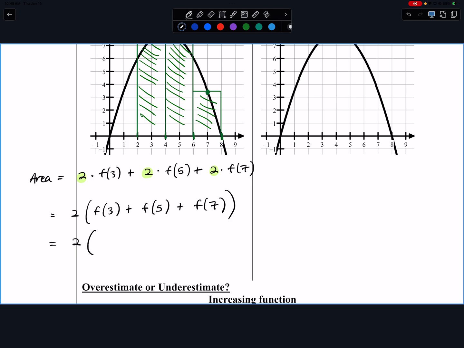So from our calculator, guys, what was f of 3? Okay, so 7.5 plus 7.5 again, plus 3.5. Is everybody okay with where those came from? Okay, just use your calculator, guys. 7.5 plus 7.5, that's what, 15? 15 plus 3.5 is 18.5. 18.5 times 2, 37.